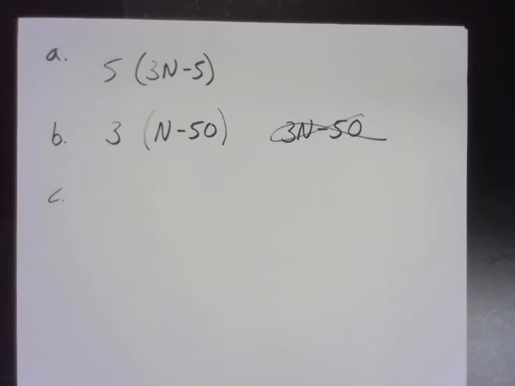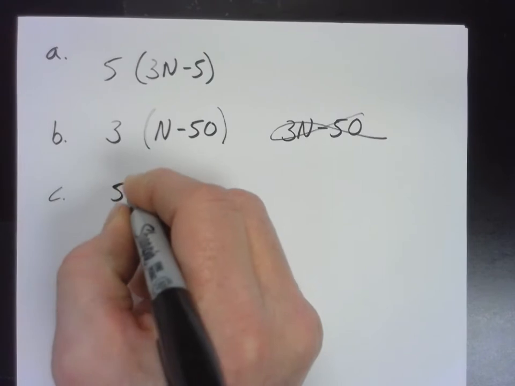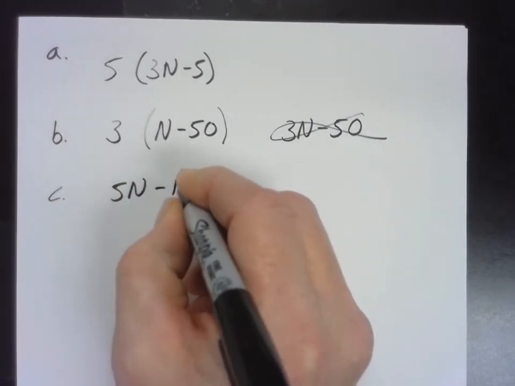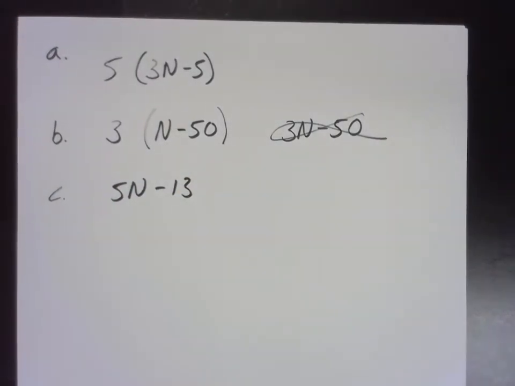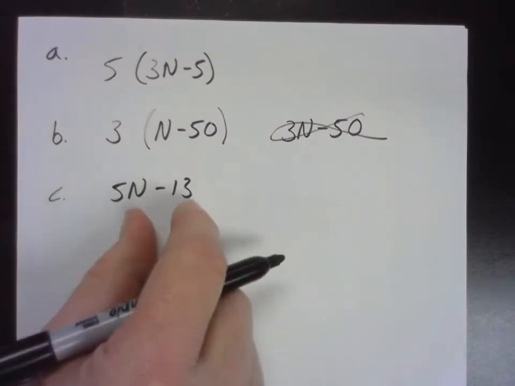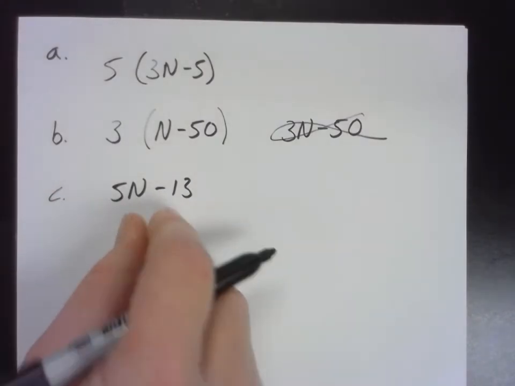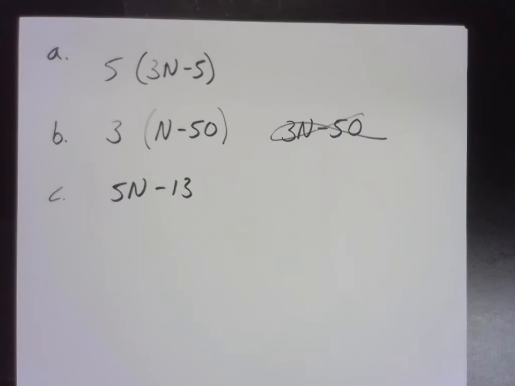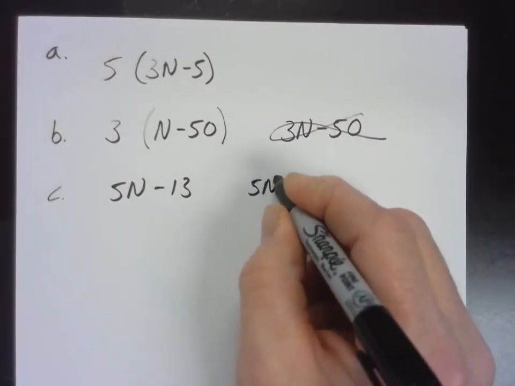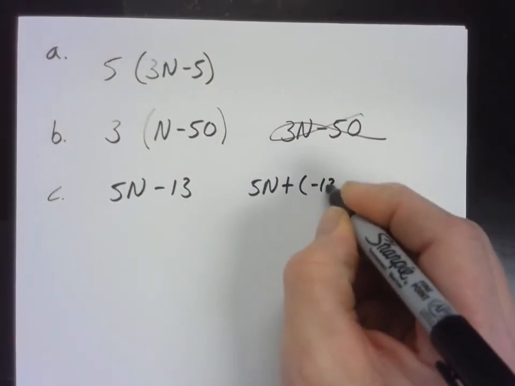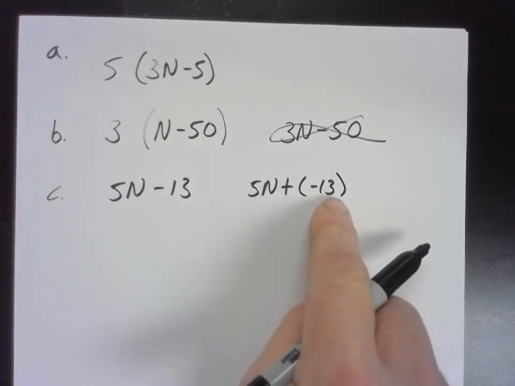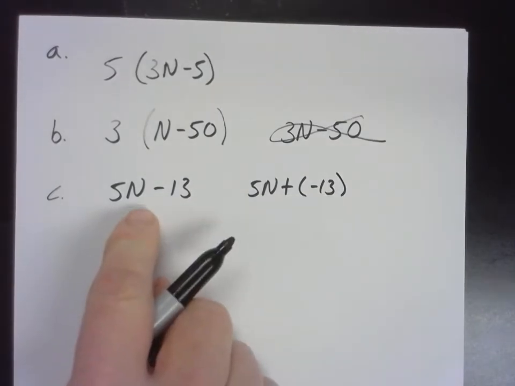Okay, so on C I see 2 things. I see 5 times the number, and I see the negative 13, and what are we supposed to do with those 2 things? We're supposed to find the sum of them, which means what? Add them together. Okay, that's it. It literally says this. The sum of 5 times the number and negative 13. Are you guys okay with that? Same thing? Okay. One more.